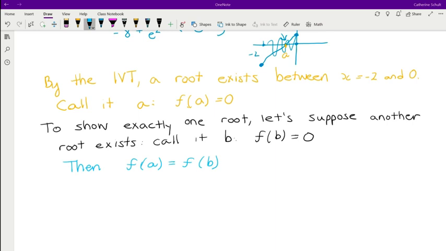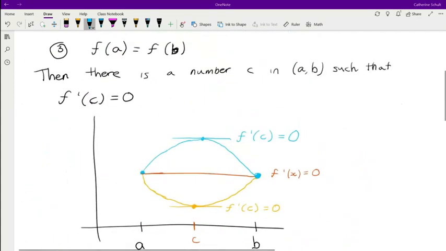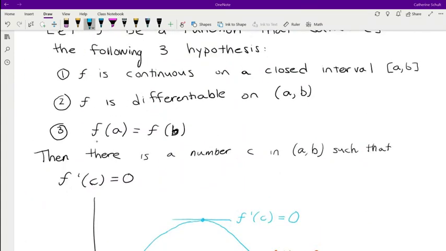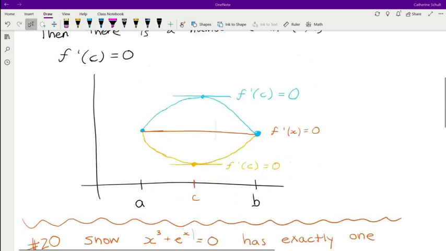All right, and so since we have this final criteria, we can use Rolle's theorem, which says there is another number where f prime of c equals 0.